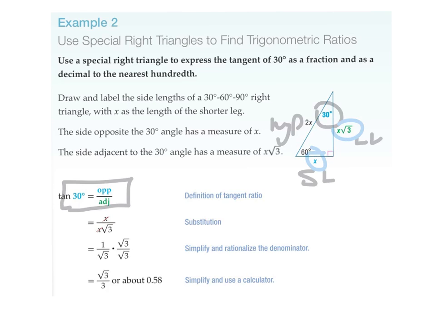Okay, and then don't forget, you cannot have a radical at the bottom of a fraction, your denominator part. So simplify it by multiplying across, and then simplifying it down as much as possible. Okay, in this case it's simplified down to root 3 over 3, which is 0.58 on your calculator. And again, it's to the nearest hundredth. So don't round up to 0.6, you're getting it wrong.